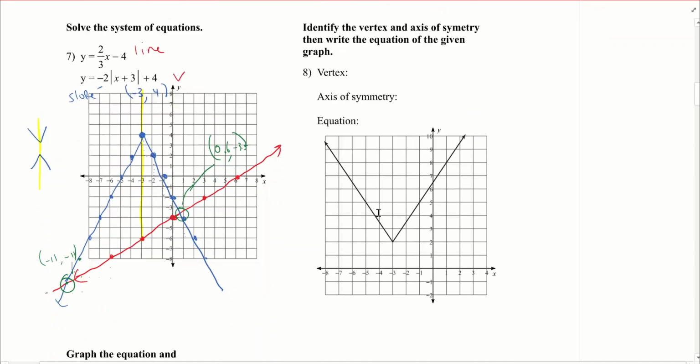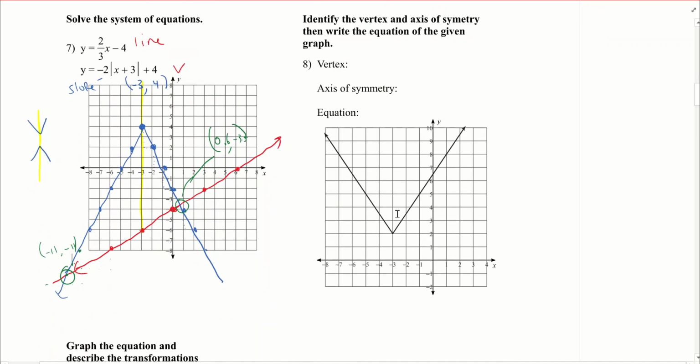Number 8. First things first, identify the vertex. So the vertex is that point where it stops going down and starts going up. So in this case that point is -3, 2, right? That's the coordinates of that point. The axis of symmetry is that line that divides your V in half, right? It's this yellow thing that I'm doing here. It's a vertical line. It goes through -3, so it's the equation x equals -3.